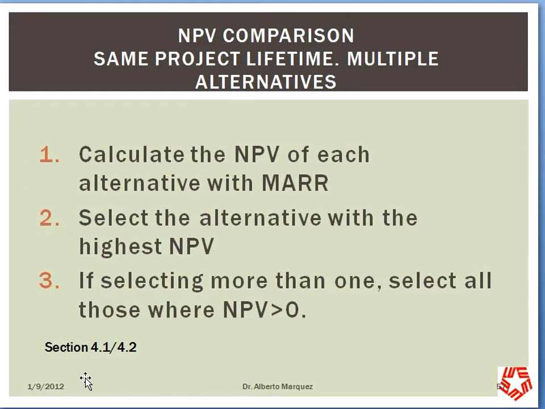When we compare more than one alternative, we calculate the present value for each one of the alternatives, and then we select the alternative with the highest present value. And if we have the opportunity to select more than one, then we select every one of those that have a larger than zero present value.